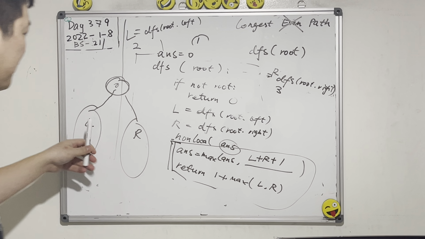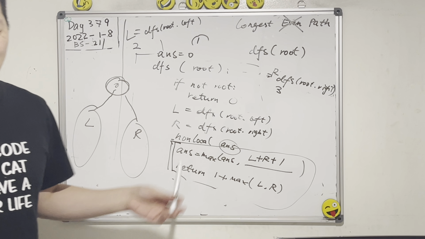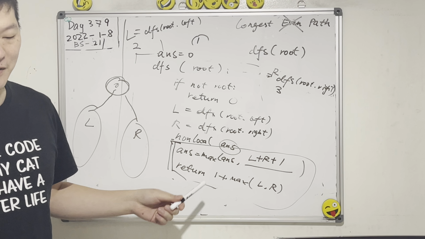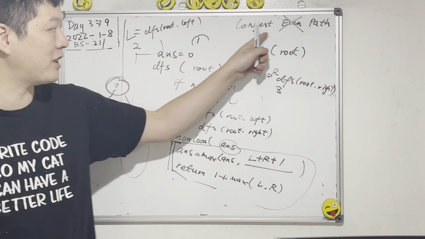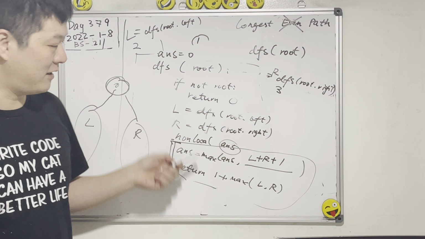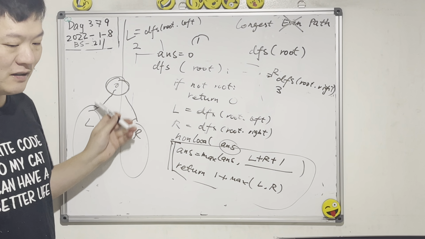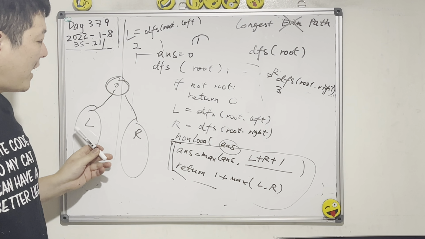Actually, this is not new. This is something that we know how to solve before. We just get rid of that even path condition, and this way we can compute the longest path between any two nodes.